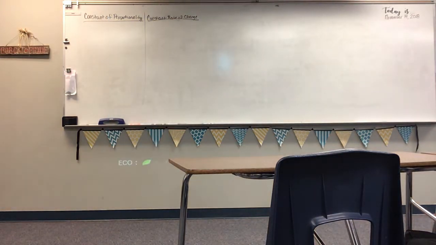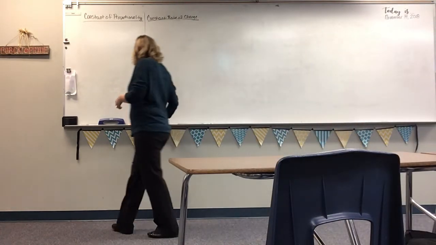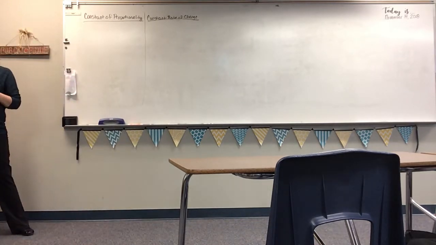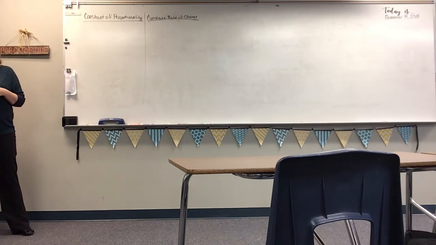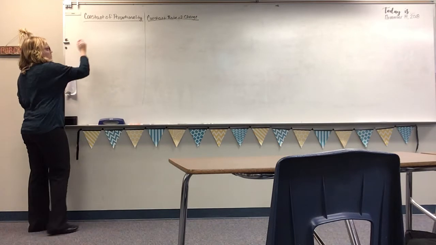Okay, constant of proportionality versus constant rate of change. There's some similarities and there's some differences between the two. And so we're going to go all the way through constant of proportionality first, and then we're going to go all the way through constant rate of change, and then we're going to talk about the similarities and differences between the two, okay? So who remembers the equation for constant of proportionality?